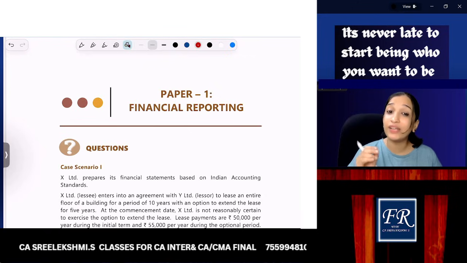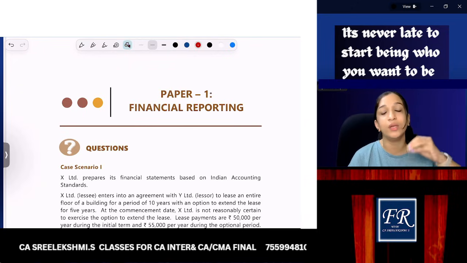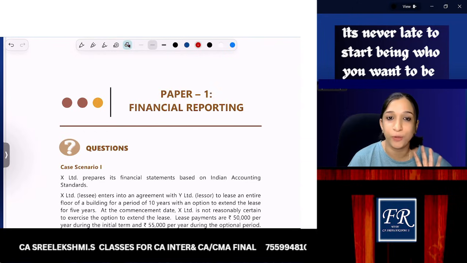Hello students, we are discussing the RTP for Jan 2026 attempt, and we'll be discussing the question and answer in a quick manner which will be very helpful for you before exams. My assumption is you have already done this financial reporting subject, so we are not discussing the concepts in a detailed way. We'll take the question, discuss the answer and move on.